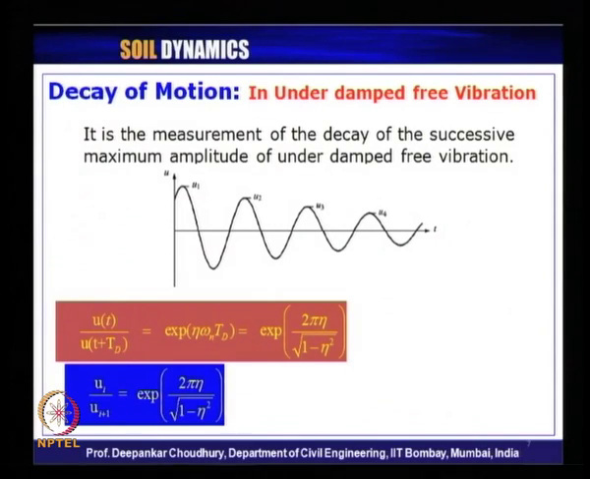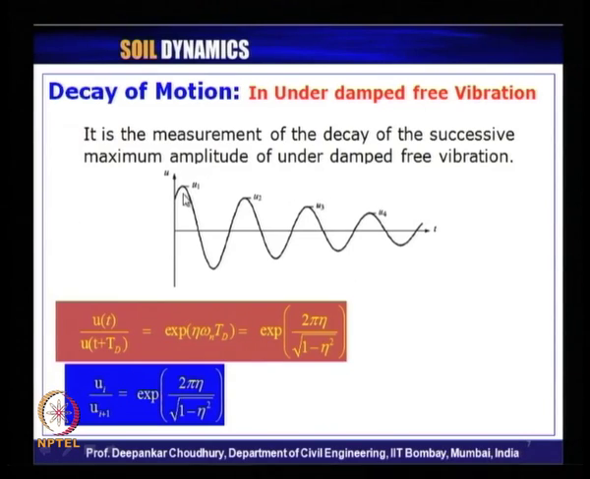of motion. So, what is decay of motion? It is the case only for the underdamped free vibration. In the case of underdamped free vibration, the response of the system, that is the displacement profile with respect to time, we have seen it is like this: a harmonic function with decaying magnitude. These amplitudes keep on decaying with respect to time or with cycles, because of the presence of the exponential decay function in the solution. So, decay of motion is the measurement of the decay of the successive maximum amplitude of underdamped free vibration.